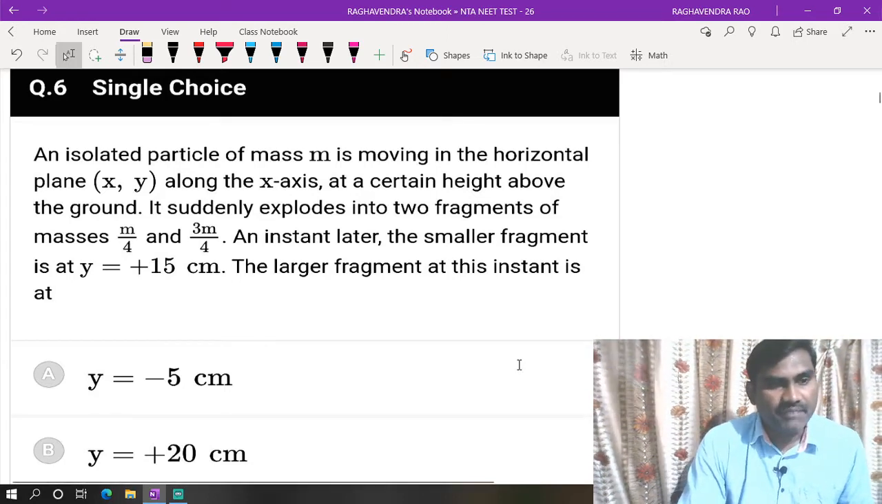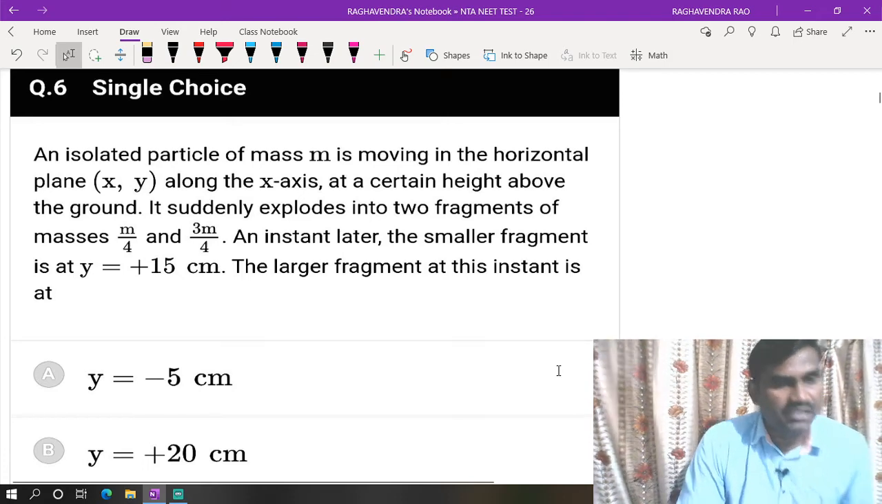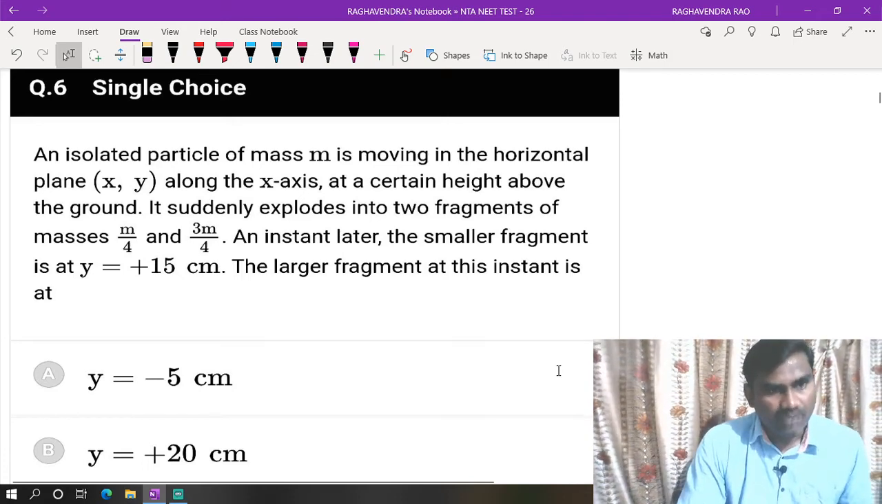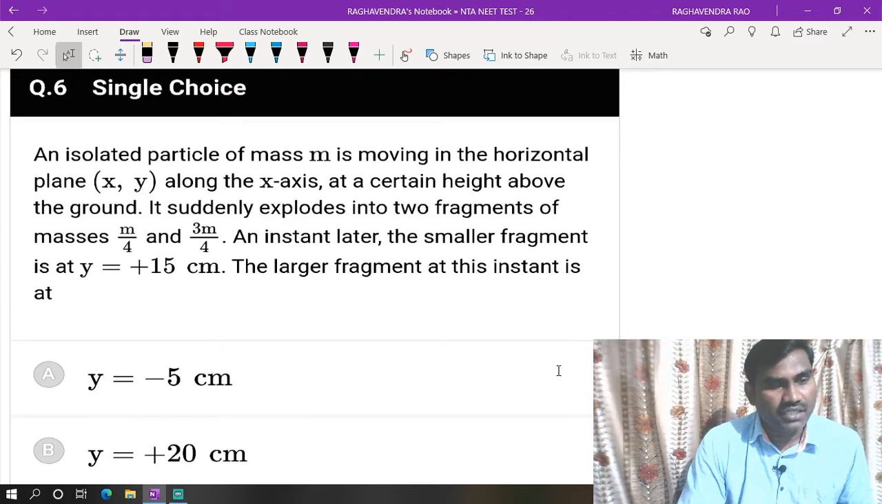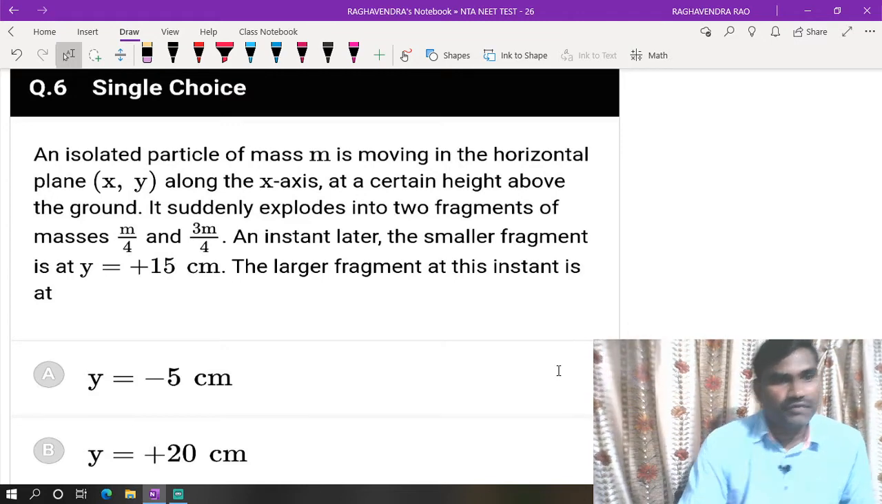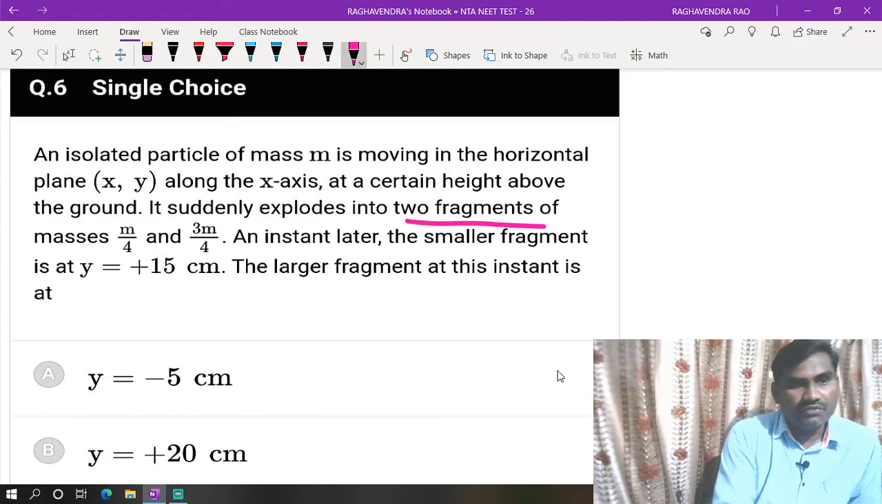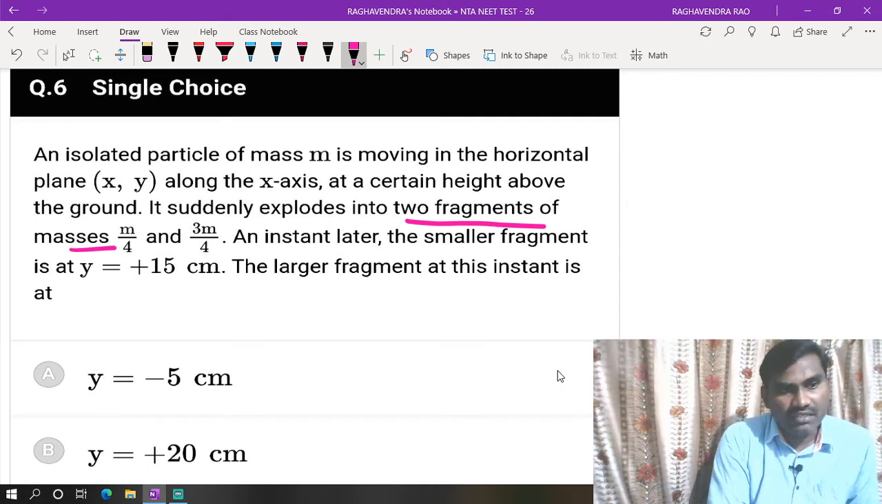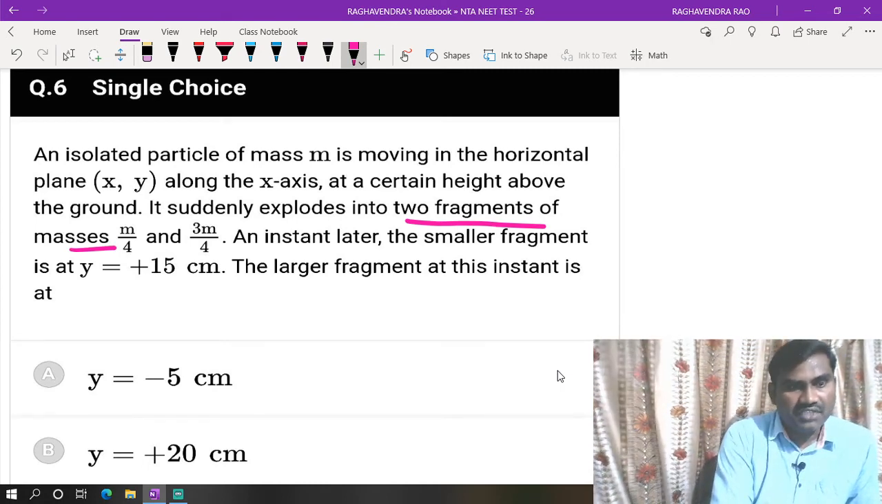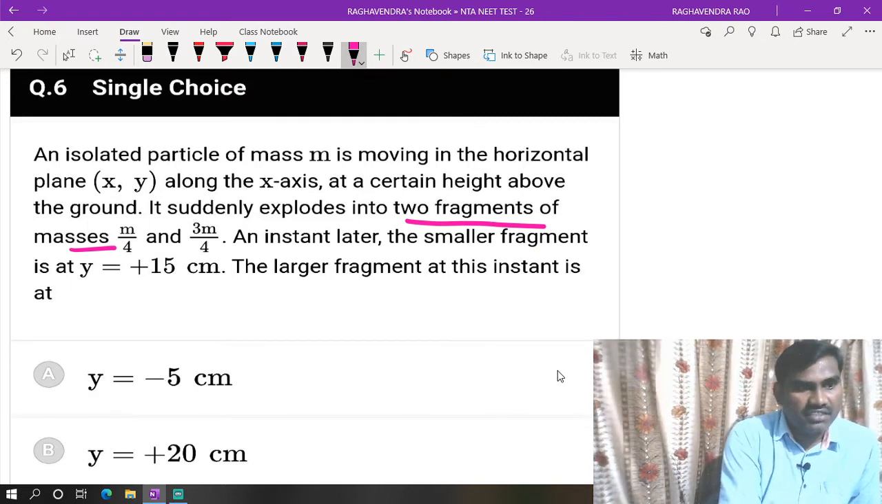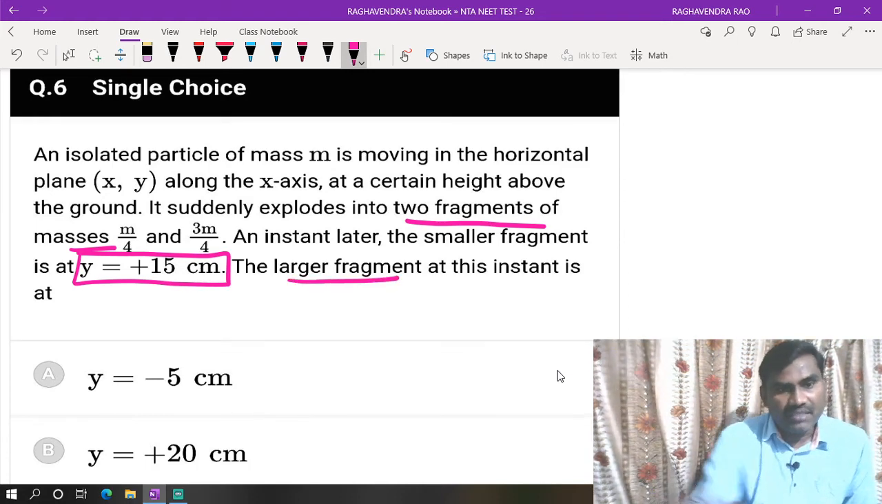Next, an isolated particle of mass m is moving in a horizontal plane xy along the x-axis. At a certain height above the ground, it suddenly explodes into two fragments of masses m by 4 and 3m by 4. At an instant later, the smaller fragment is at y equal to plus 15 centimeters. Larger fragment at an instant.